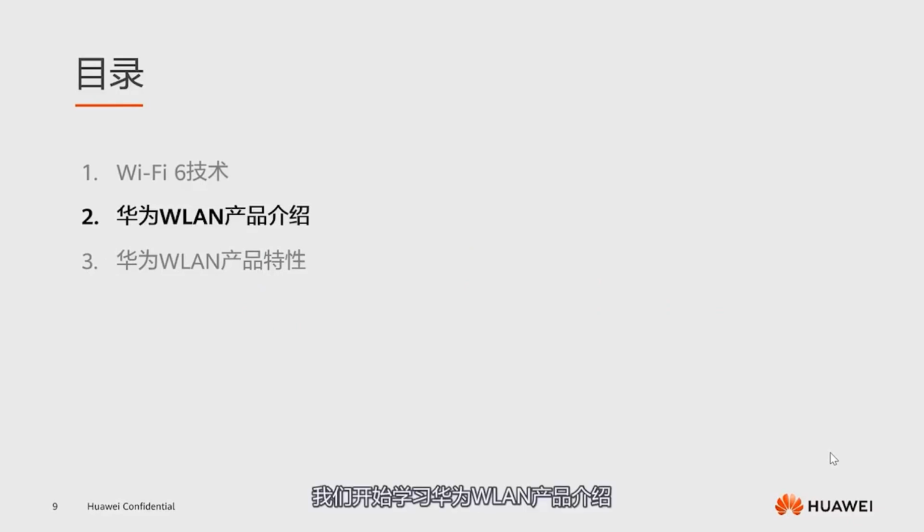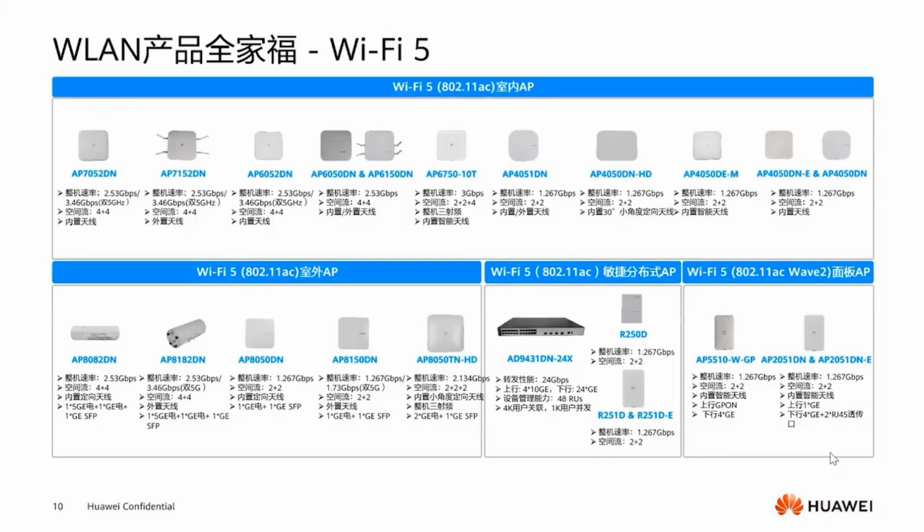Next, we will start learning about Huawei WLAN products. Today, we will mainly discuss WLAN products. We will talk about products based on both Wi-Fi 5 and Wi-Fi 6 series. Whether it's Wi-Fi 5 or Wi-Fi 6, we categorize APs into two main types. One is indoor, the other is outdoor.